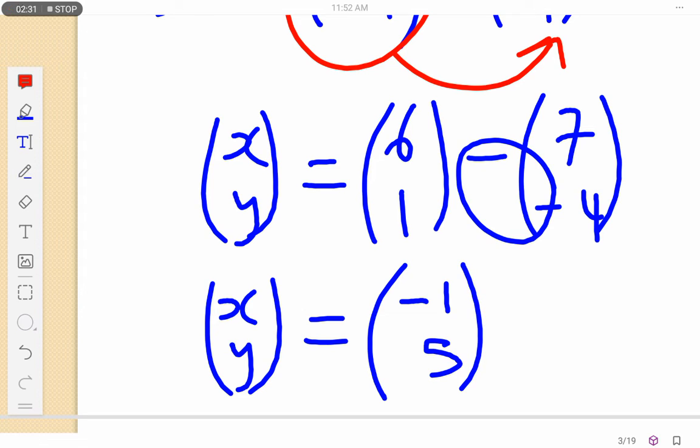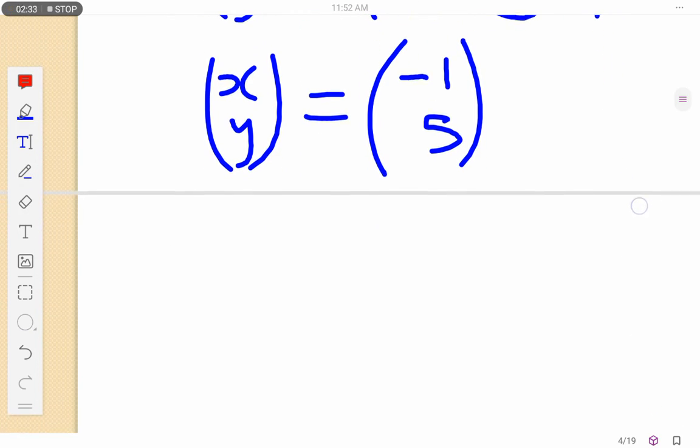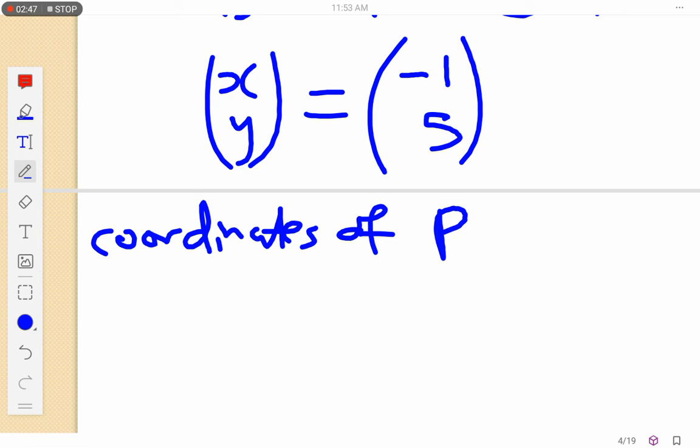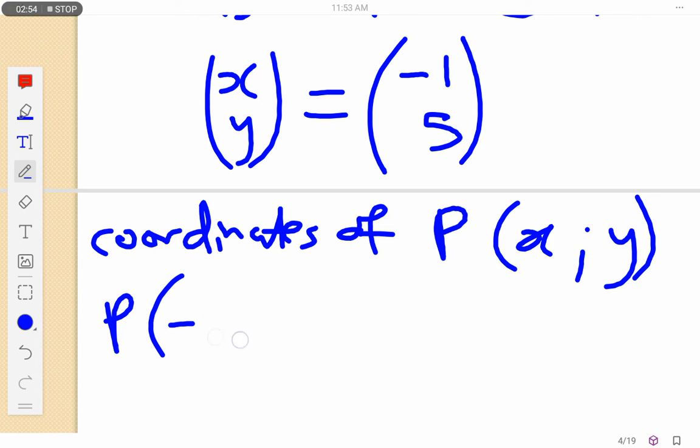So this is what I get, but these are not coordinates, guys. This is a vector form. So coordinates of P, you write them in the form of x, y. So it becomes P is minus 1 and 5 there. Okay, so that's the method that we can do.